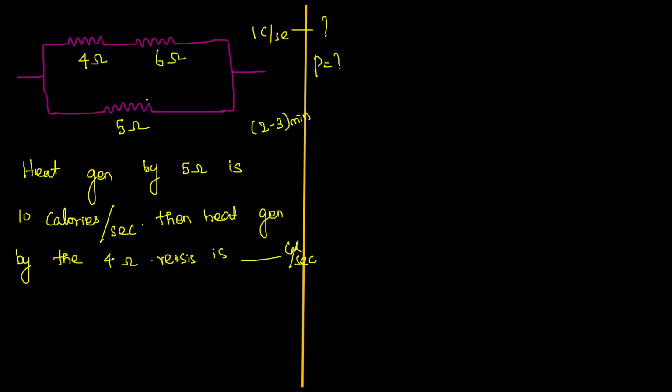What is it equal to? 4.187. Yes, exactly. 1 calorie per second is equal to 4.187, or 4, whatever you can consider. 4.18.